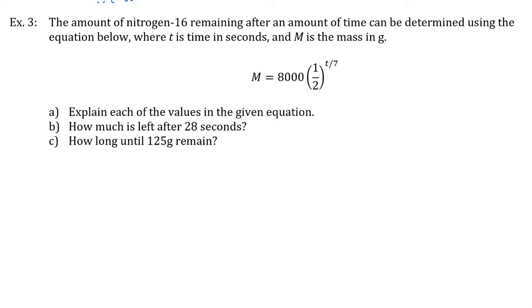Okay, explain each of the values in the given equation. We're going to do this one a little bit faster. Hopefully we're getting used to this by now. What's the 8,000? The initial amount. Initial amount of the nitrogen-16.